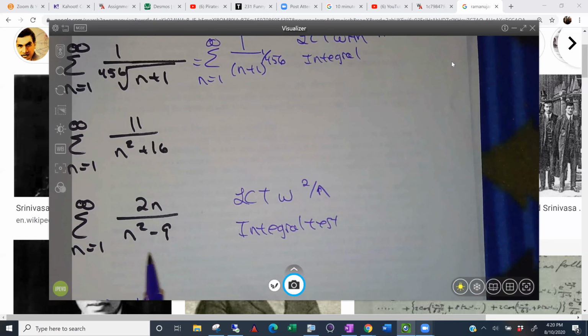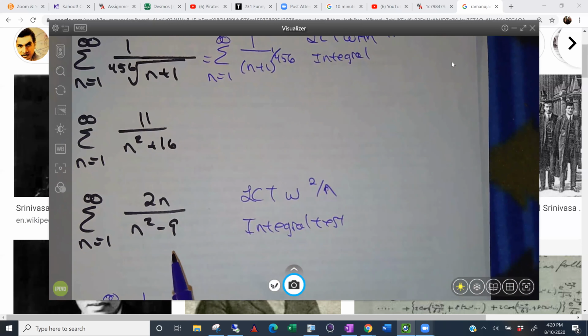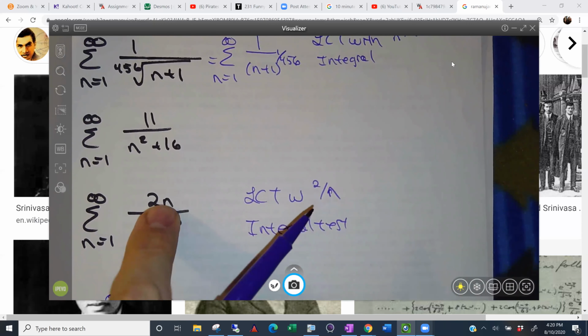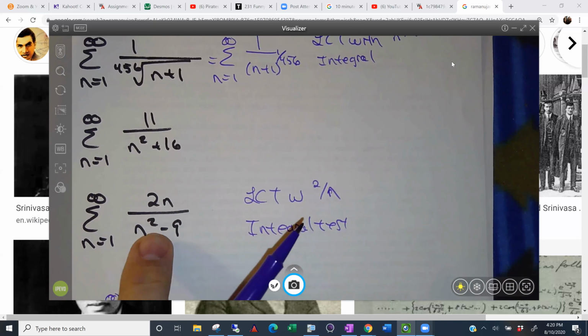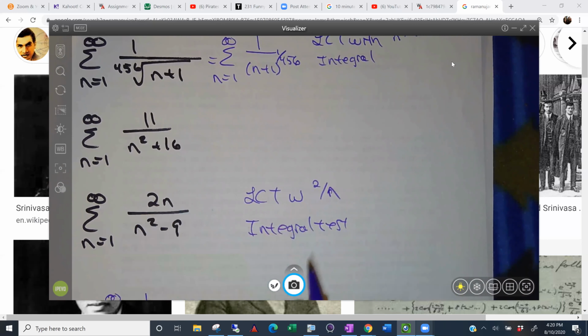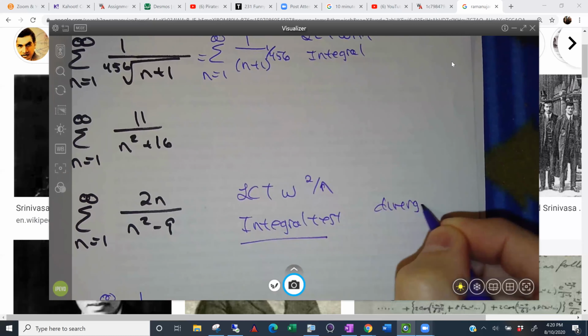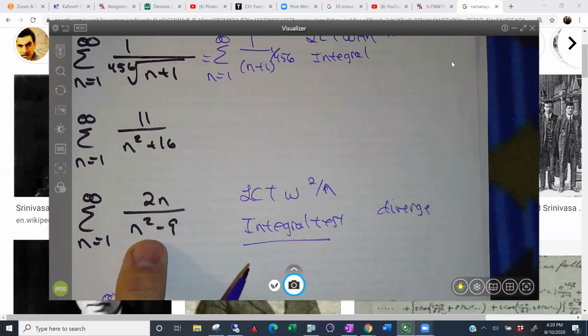Why the integral test? Can you see how this would integrate? Why it's just screaming out to be integrated? It's one of the trigonometric ones. I don't know which one. No, not quite. It's an easy u substitution. U equals n squared minus 9. There's your du term right there. So it's screaming out. So that would diverge because you get a log term. Log of that as n approaches infinity would go to infinity.